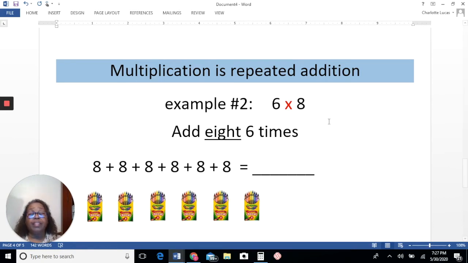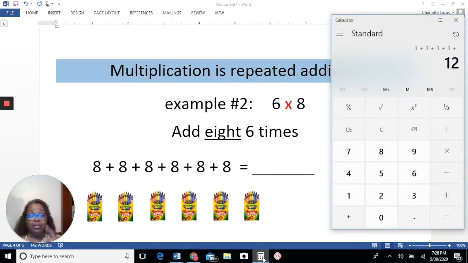So let me create another multiplication problem for you. Mrs. Lucas has 6 boxes of crayons in her supply closet. Each box of crayons holds 8 crayons. How many crayons does Mrs. Lucas have altogether? If I were to create that problem, I could add 8 together 6 times. 8 plus 8 plus 8 plus 8 plus 8 plus 8. That would be the addition problem. Let's see if we can do that.